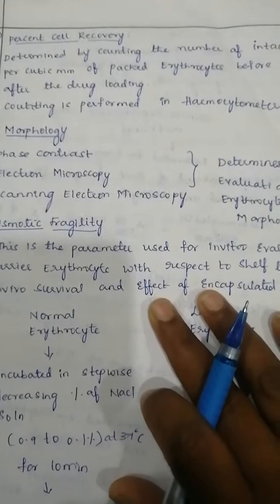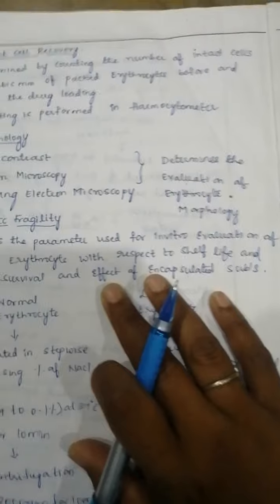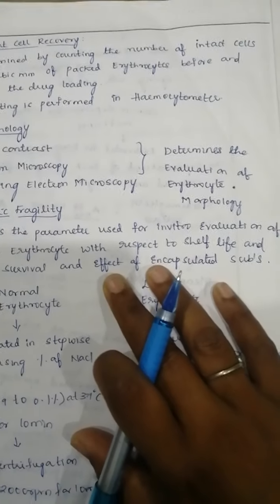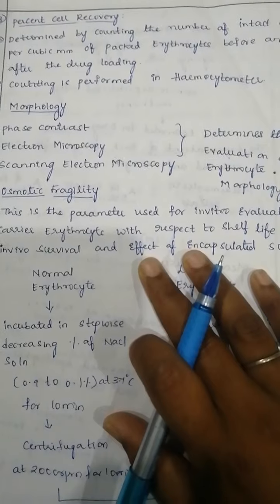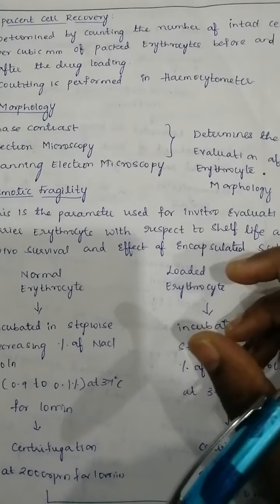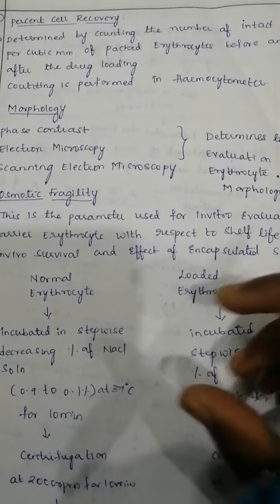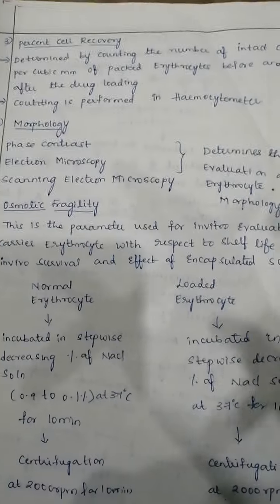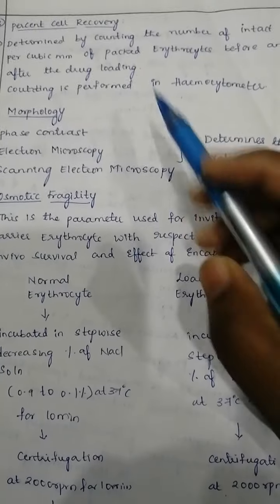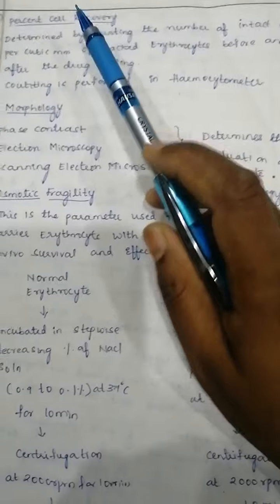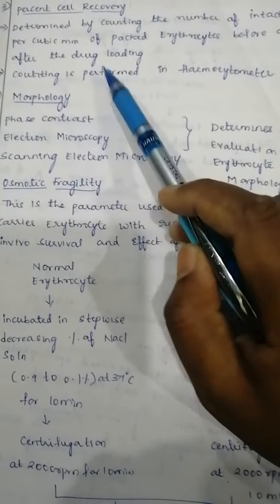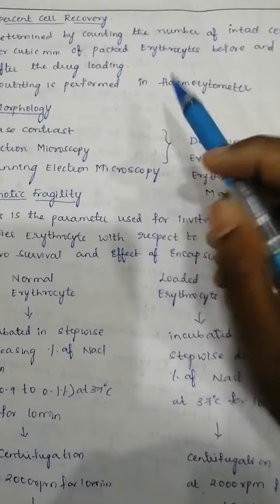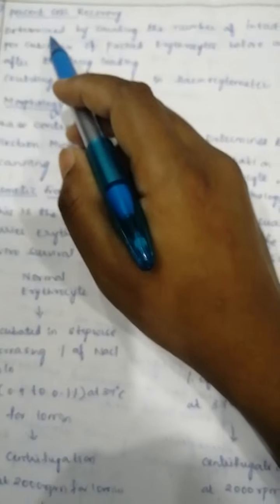Next, percent cell recovery. This is determined by counting the number of intact cells per cubic millimeter of packed erythrocytes before and after the drug loading. So before we pack the cells with the drug, we find out how many cells are getting packed, per cubic millimeter, before and after. That gives the percent cell recovery. The counting is performed in an instrument called the hemocytometer. The hemocytometer helps in counting the number of cells without packing with the drug and with packing with the drug. So that gives the percent cell recovery.